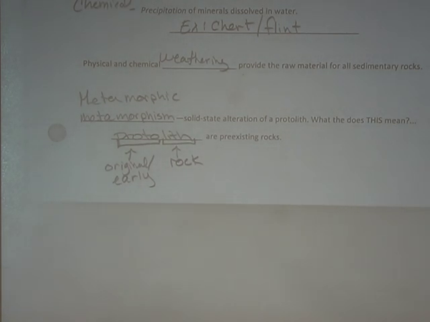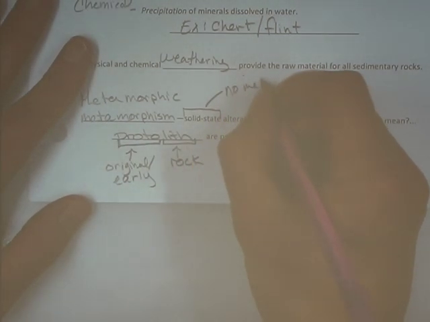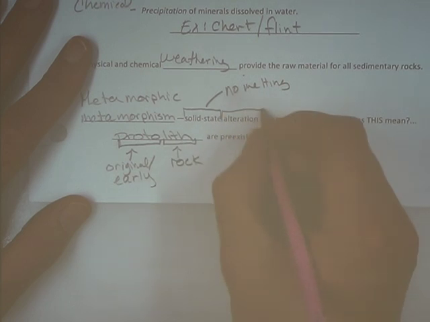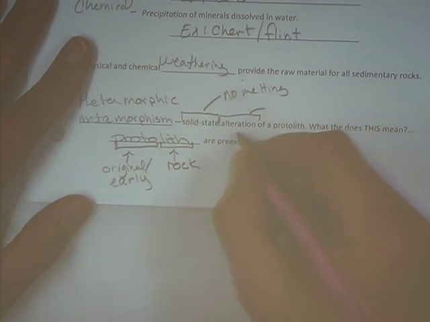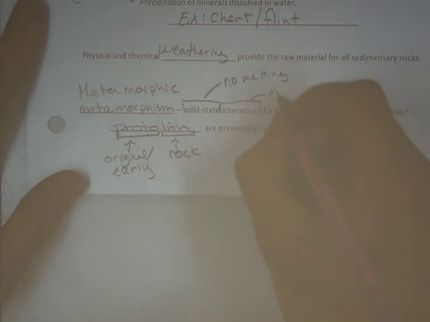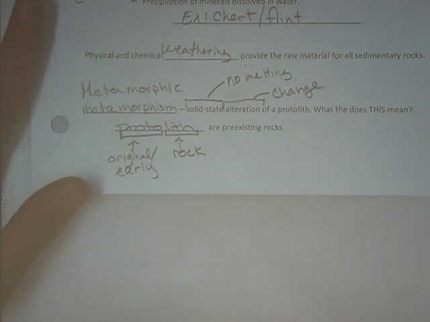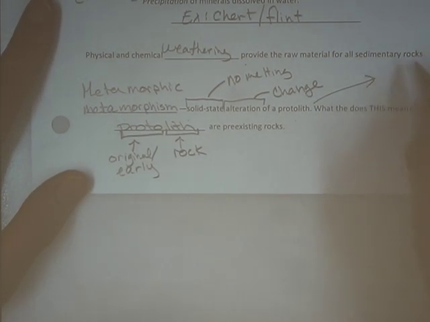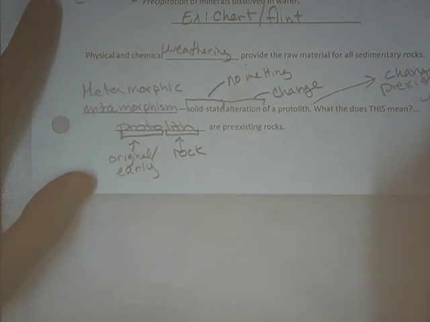It's the first stage. What do you think we mean by solid state? Changes without melting. No melting. What do you think we mean by alteration? What do we mean if we alter our clothes? Change. Excellent. So basically what we're saying is changes to pre-existing rock without melting.